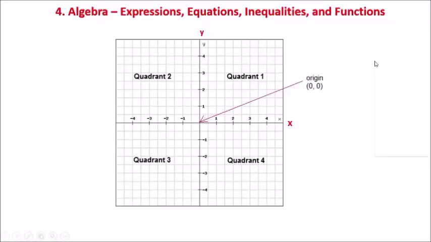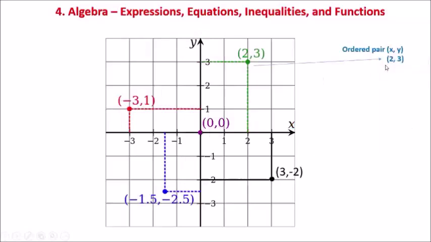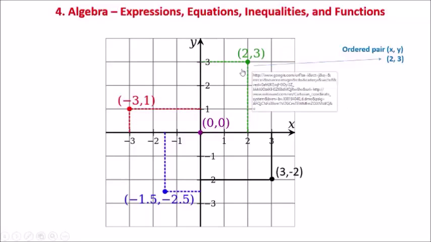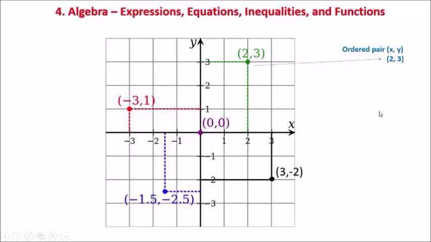So now let's move on to the next slide. In this coordinate geometry, we've got a graph paper, and the origin is in the center. And then we can actually plot points. For example, I want to plot the point 2, 3. It's called an ordered pair x, y: 2, 3.